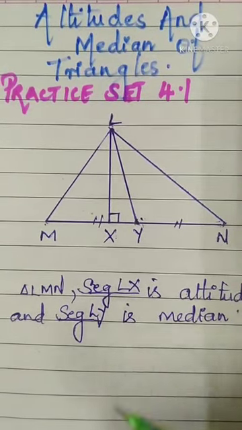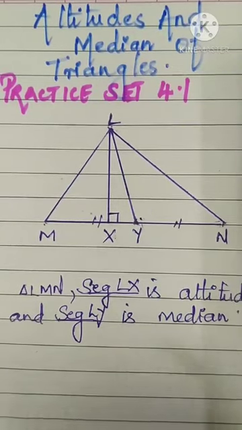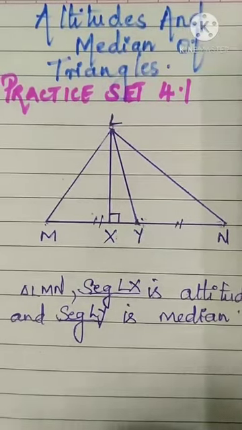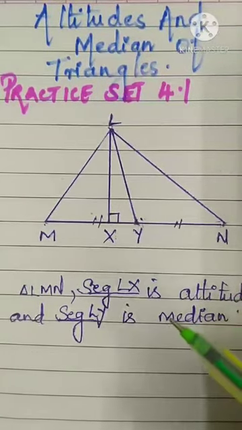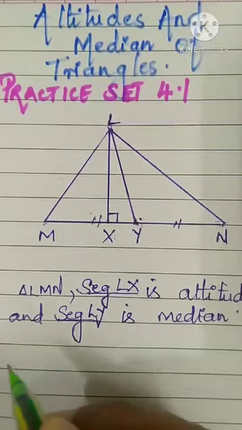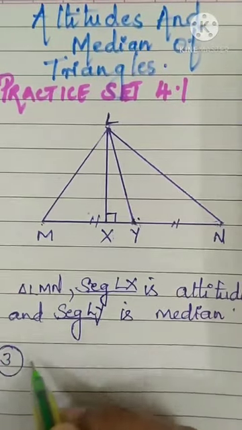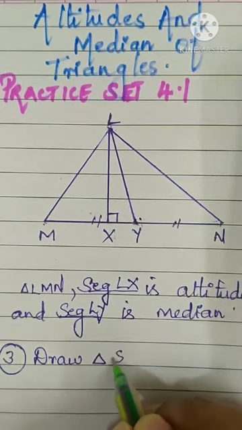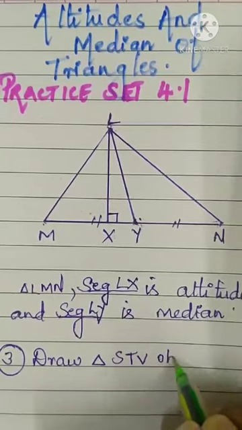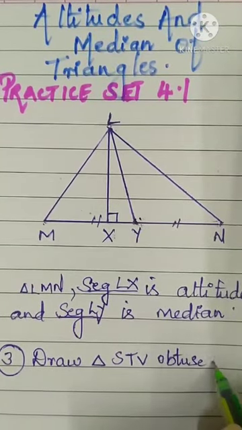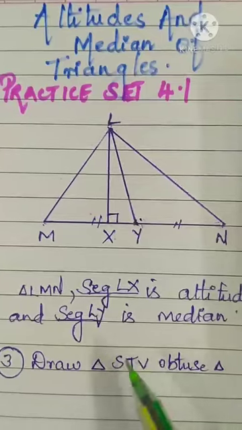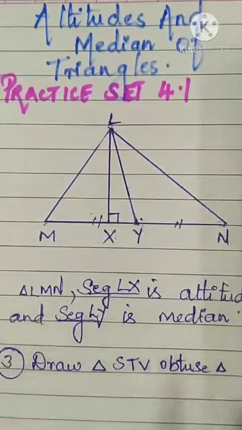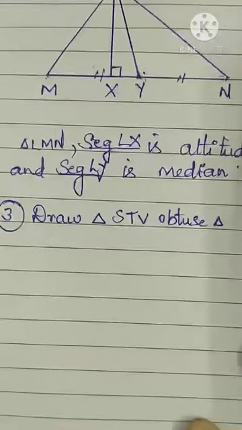So let's start. In the previous class, we did the second sum and the fourth sum, related to the altitude we had drawn. Now today we will be dealing with the median. So let's take the third sum. In the third question, they are asking us to draw triangle STV, an obtuse angled triangle. Draw the medians and show the centroid. What is a centroid? I'll explain as we draw the medians.